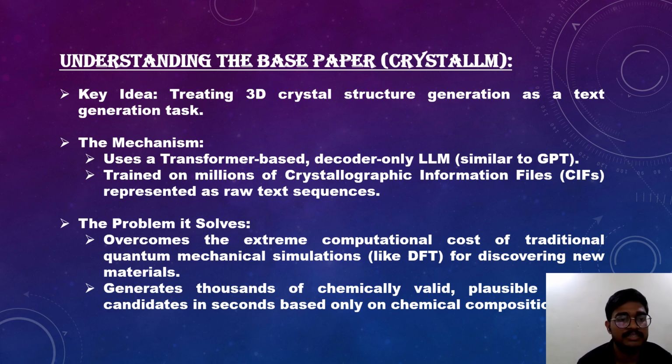The model used in this paper is a transformer-based decoder model, similar to the architecture used in large language models. It is trained using millions of CIF files, which are converted into text sequences. One major advantage of this approach is that traditional methods, such as density functional theory, require heavy computational resources and can take a long time. But with this language model approach, the system can generate thousands of possible crystal structures within a few seconds, simply by giving a chemical composition as input.